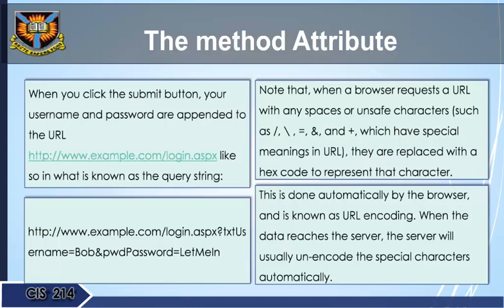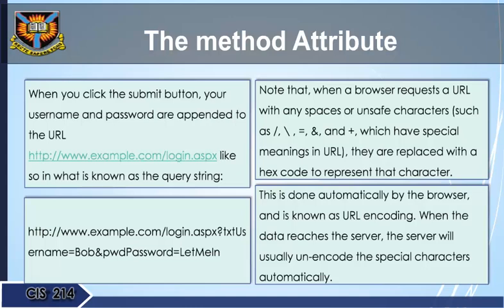http://www.example.com/login.aspx?text username=Bob&password=let me in. Note that when a browser requests a URL with any spaces or unsafe characters such as slash, equals, ampersand and plus, which have special meanings in URLs, they are replaced with a hex code to represent that character. This is done automatically by the browser and is known as URL encoding.